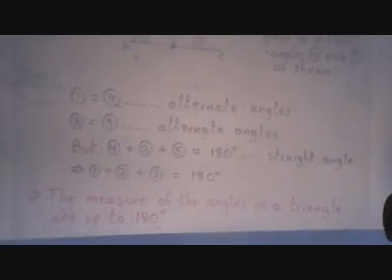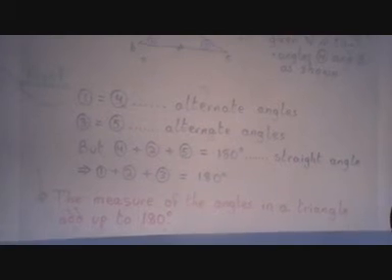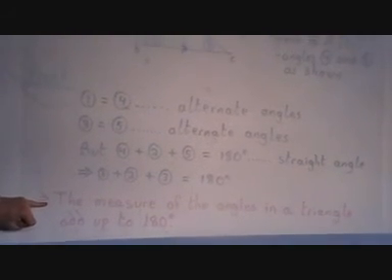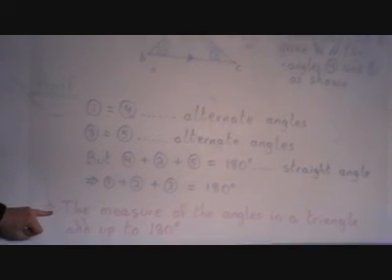Any questions about it there, lads, please? So you just give your general statement at the end. Therefore, the measure of the angles in a triangle add up to 180 degrees. Any questions, please? Okay, thank you.